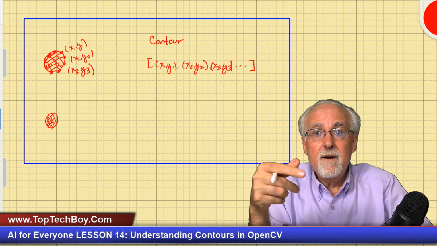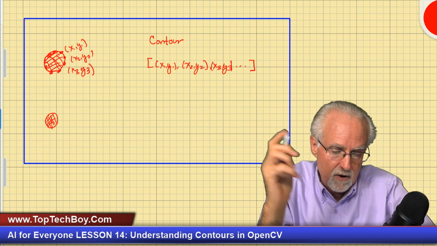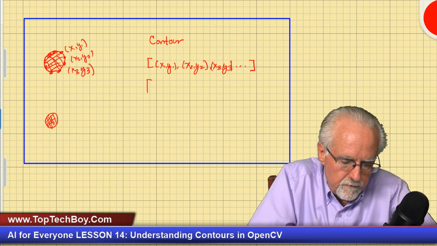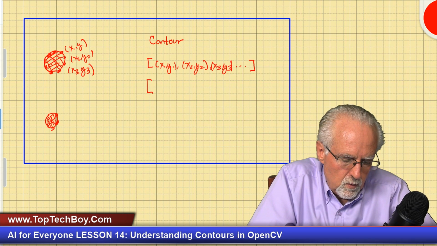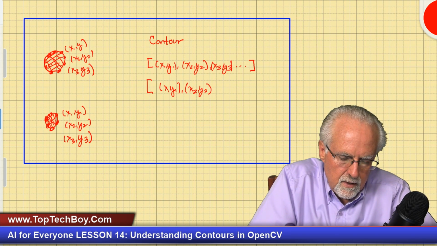But the command findContours doesn't just find one contour, it finds all the contours. So it would also find this one, which would be a different set of XY points. Again, a different x1, y1, a different x2, y2, and a different x3, y3. And so that would then be your second contour: x1, y1, x2, y2, x3, y3, and so on.